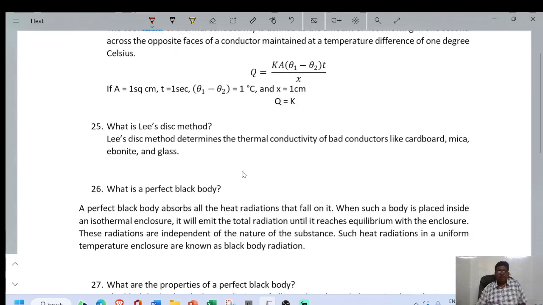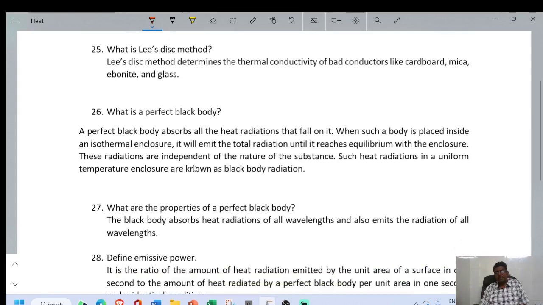What is Lee's disc method? Lee's disc method determines the thermal conductivity of bad conductors like cardboard, mica, ebonite, and glass.